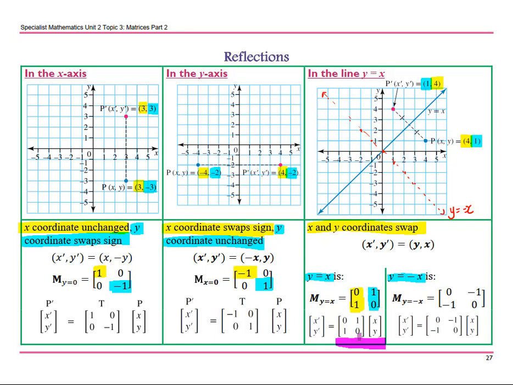If you're in the line y equals -x, then you just need to put in the negative value. And again, think about that matrix multiplication so it sinks in and you understand why this is happening. Because these matrices are not on your formula sheet, so you need to know where they're coming from.